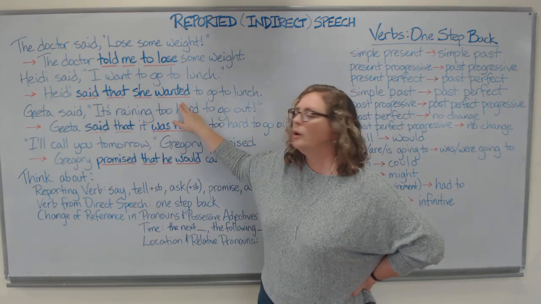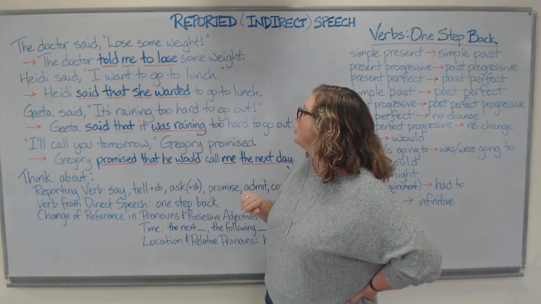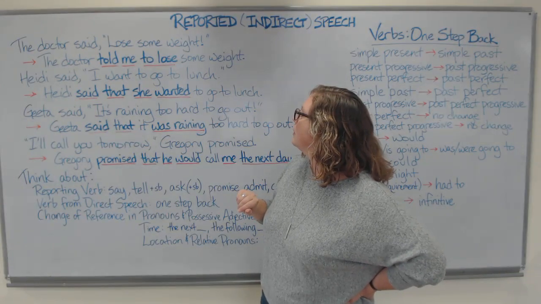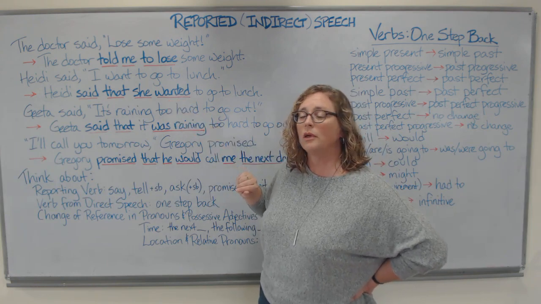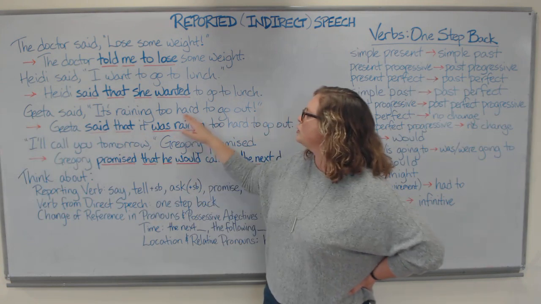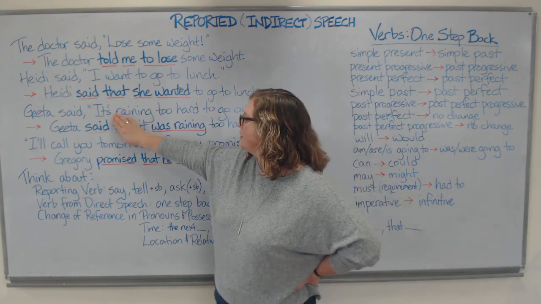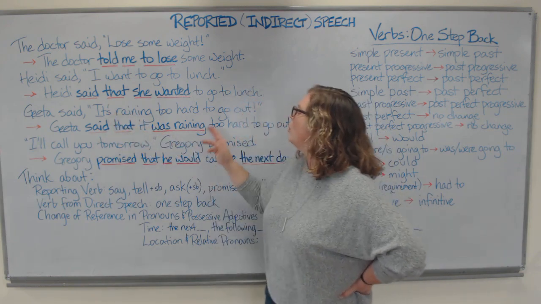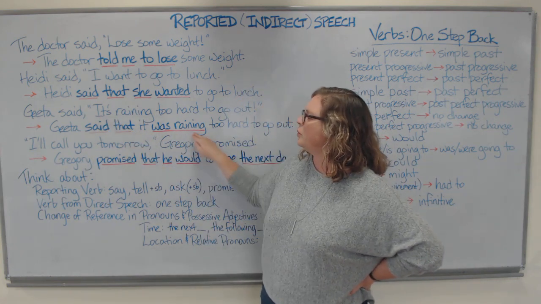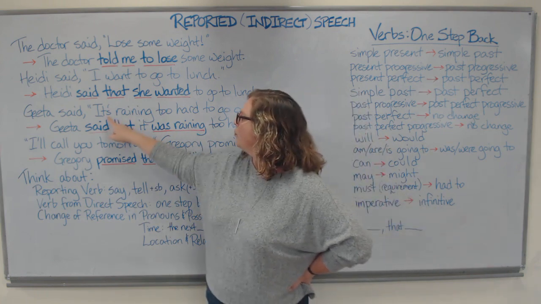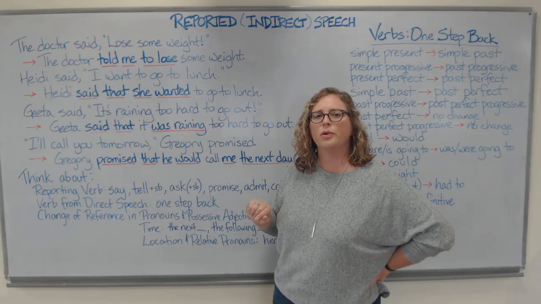What about the verb? We're changing from simple present to simple past. She wanted to go to lunch. We don't change the infinitive. You just change the main verb. What about the next one? Gita said, "It's raining too hard to go out." Gita said that, again, not necessary, said, it was raining too hard to go out. We don't need to change the it. How did we change the verb? Present progressive to the past progressive.